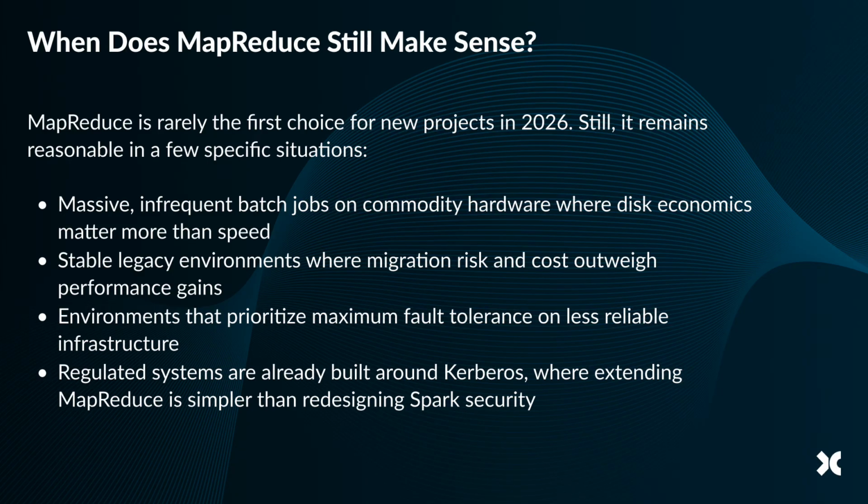Massive, infrequent batch jobs on commodity hardware where disk economics matter more than speed; stable legacy environments where migration risk and cost outweigh performance gains; environments that prioritize maximum fault tolerance on less reliable infrastructure; regulated systems already built around Kerberos, where extending MapReduce is simpler than redesigning Spark security.